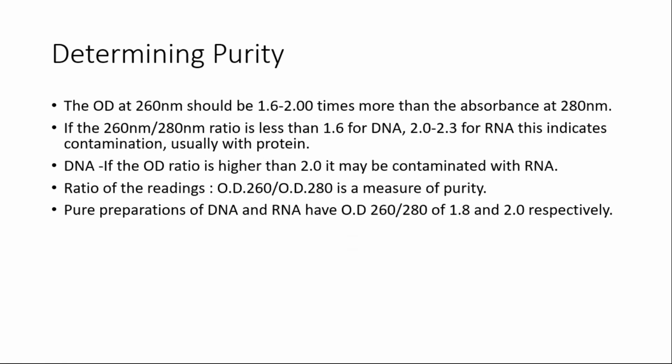Determining the purity, the ratio for A260 by A280 ideally should be 1.8. If it is less than 1.6, you have protein contamination, and if it is greater than 2, you have contamination with RNA. So this absorbance at 260 by 280 is a measure of the purity of the DNA.